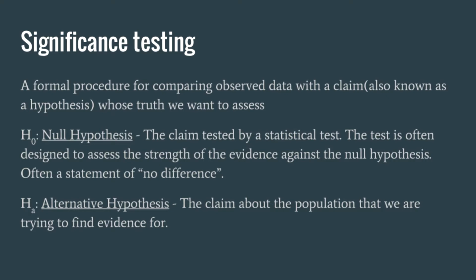Thus, we will try to find evidence to show that Donald Trump will not win Virginia. This claim is called the alternative hypothesis. If we can prove this, then we know Donald Trump will lose. If we fail to find evidence to suggest that Donald Trump will lose, then we will fail to reject the null hypothesis.